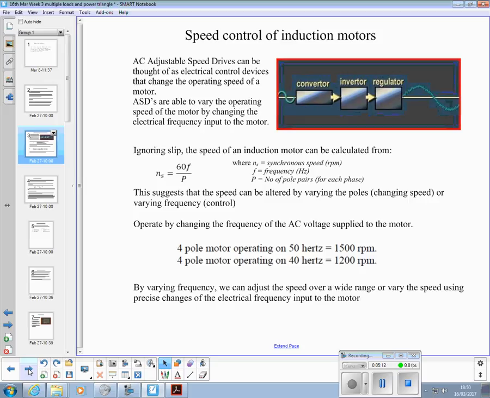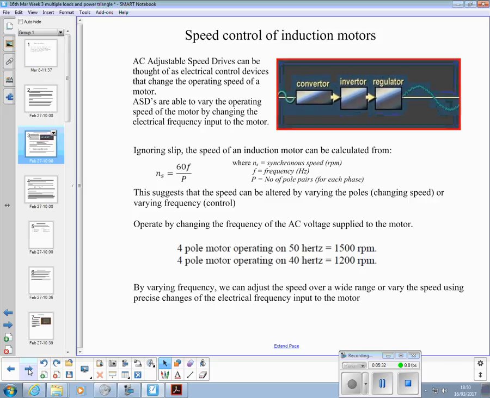So that's what we're going to talk about. If we ignore slip, the speed of induction motors is reliant upon the frequency of the supply, and therefore if we change the frequency up, that'll go faster, put it down, that'll go slower. That's the simple theory. Okay.